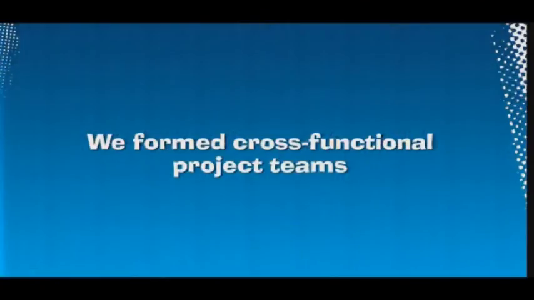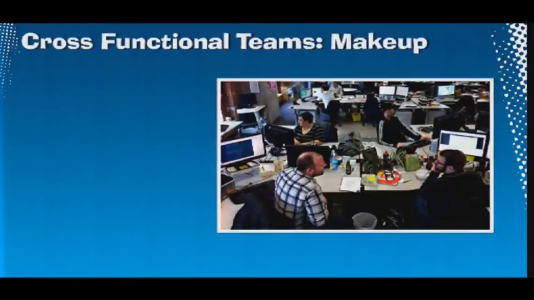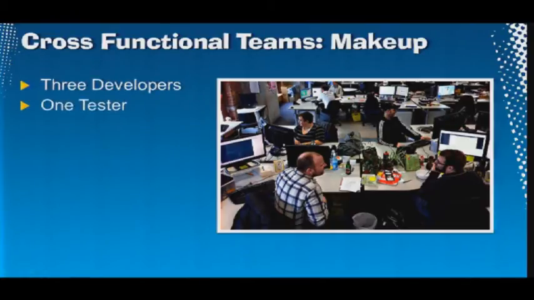So what we did was we formed cross-functional project teams. And they look like this. In fact, that is a cross-functional project team. Two of the team are actually here today. We've got typically 3 developers in a team and a tester. That ratio works out probably okay. If the testers were here today, they'd say it's not enough testers. But it works out okay for us.